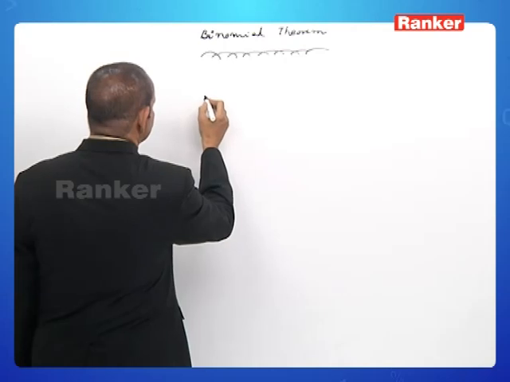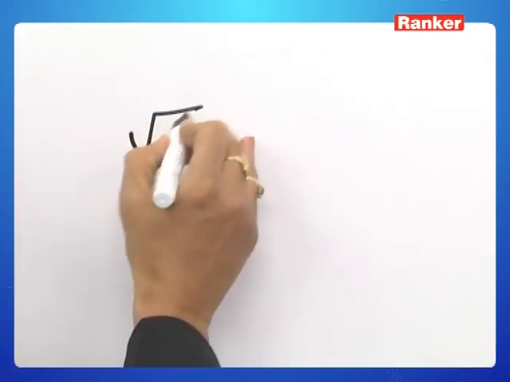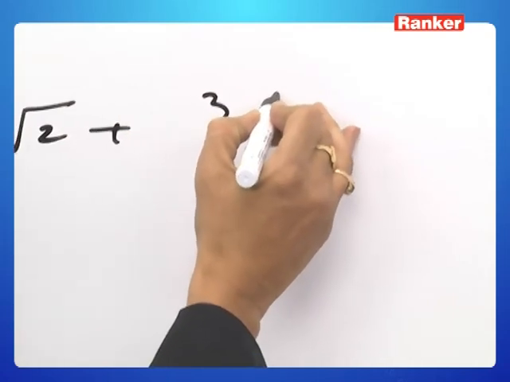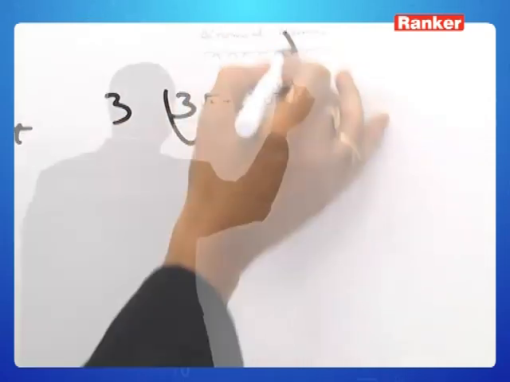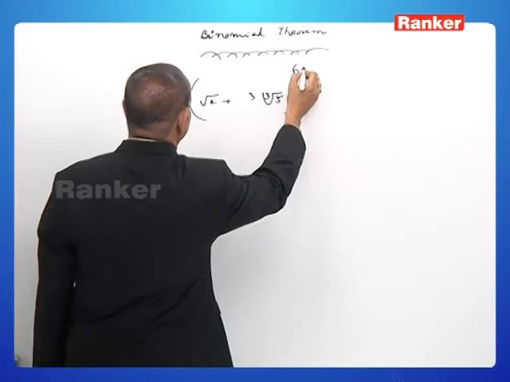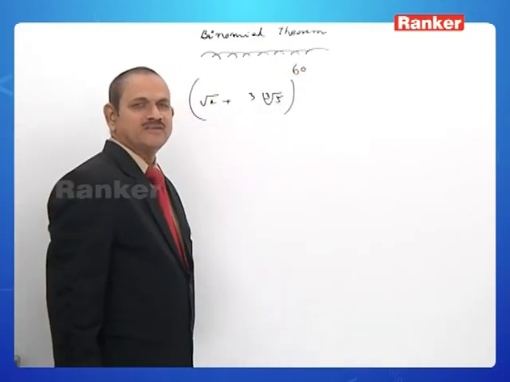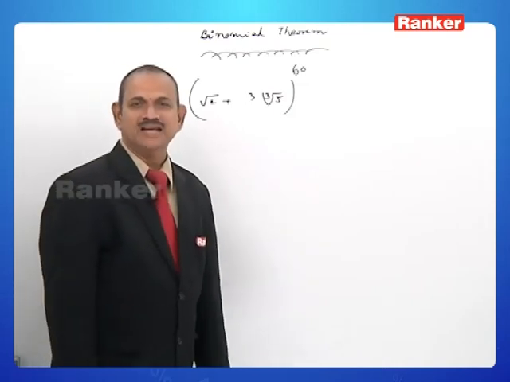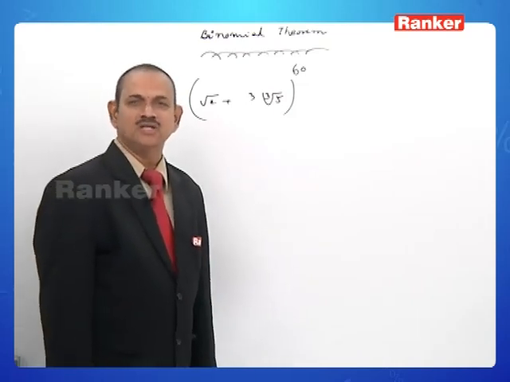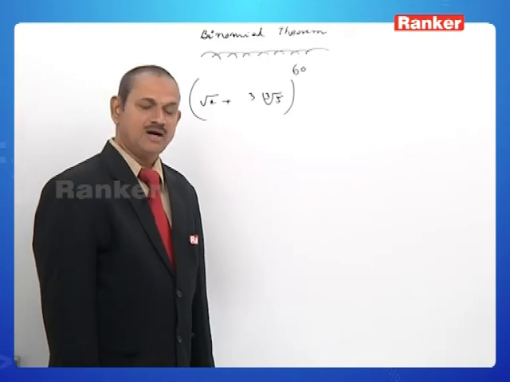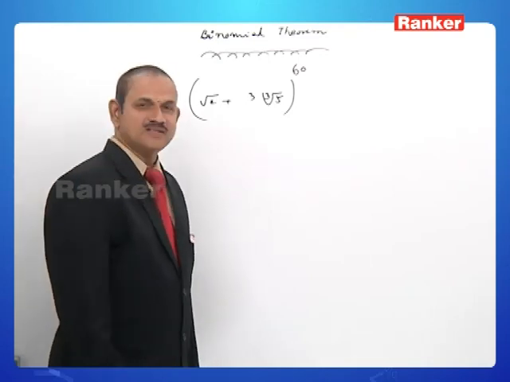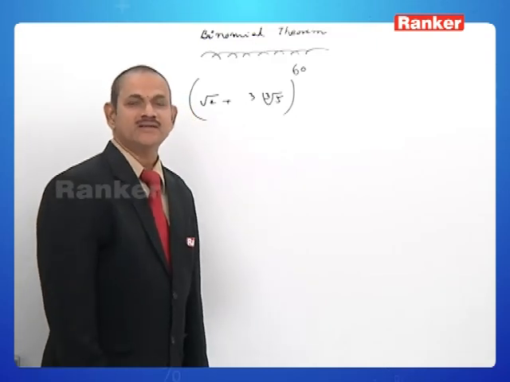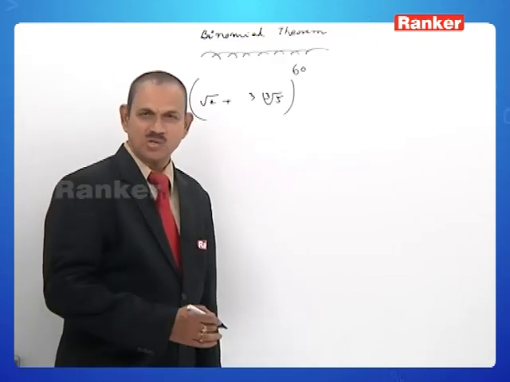Observe the expansion root 2 plus 3 into cube root of 5 whole to the power of 60. And you are asked to find the number of integral terms in this expansion. How to do that? Let us first observe the theoretical part behind the procedure.